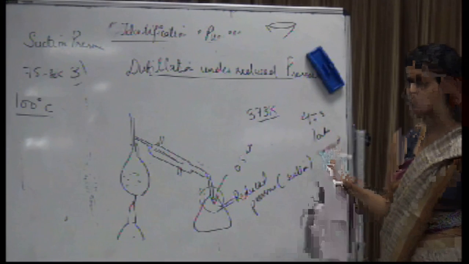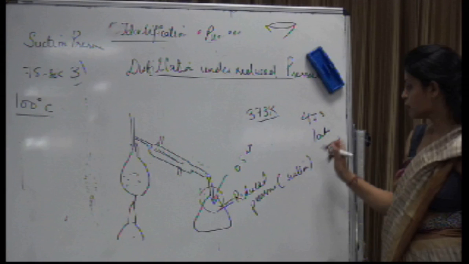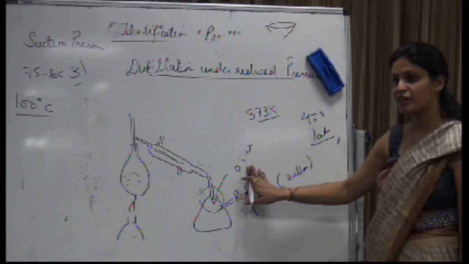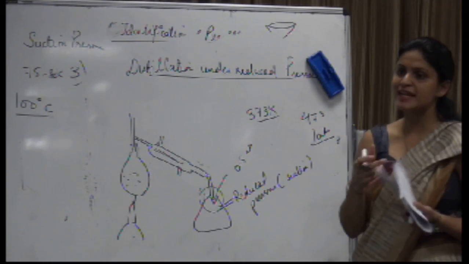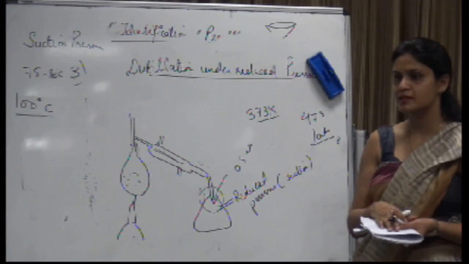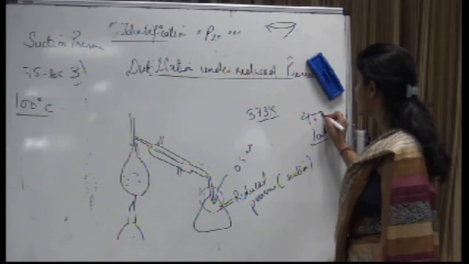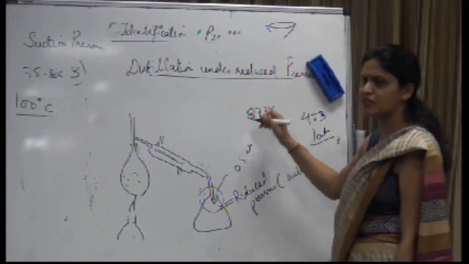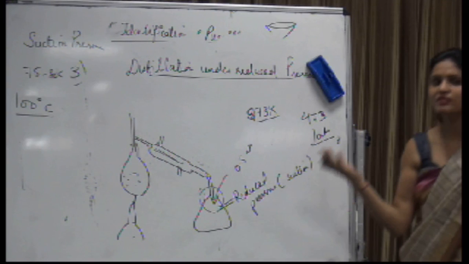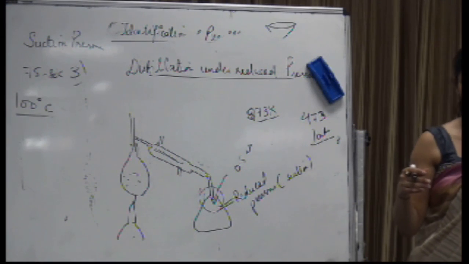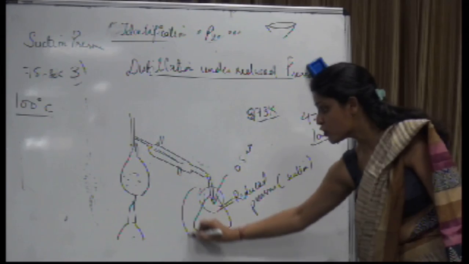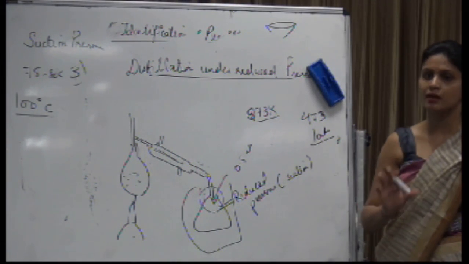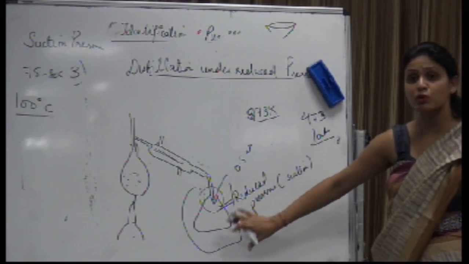If earlier it was 1 atmosphere, but now it is 0.5 atmosphere due to suction, then due to the reduced pressure the vapor pressure would also decrease, and hence the boiling point would also decrease. So earlier if the compound was boiling at 473 Kelvin, now it will boil at some 273 or 373 Kelvin. This is the purest form of the compound. You do not require any further purification of the compound.